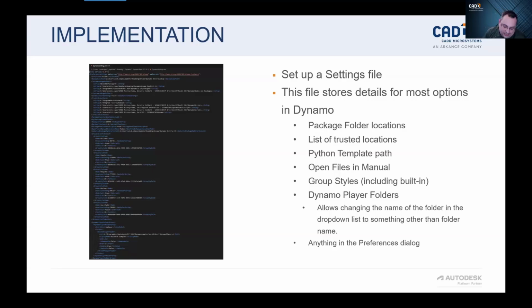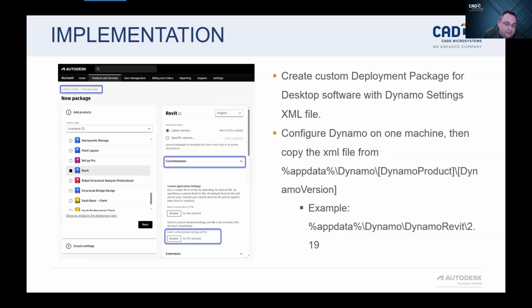And then with that file, if you customize it in one place, it's stored under app data, your Dynamo product folder. It's here. You can actually include that with a custom deployment package. So I'm not talking about Dynamo packages. I'm talking about software deployment packages.